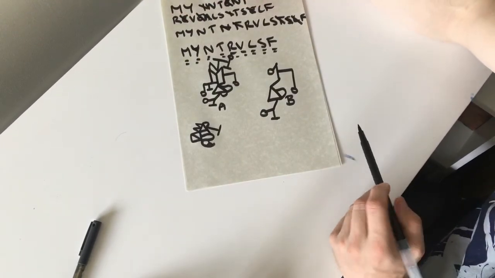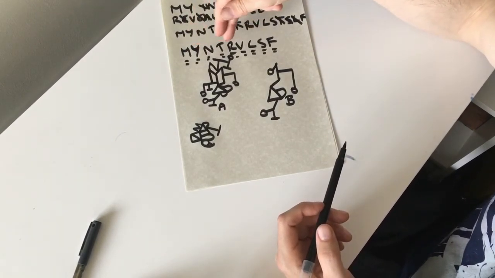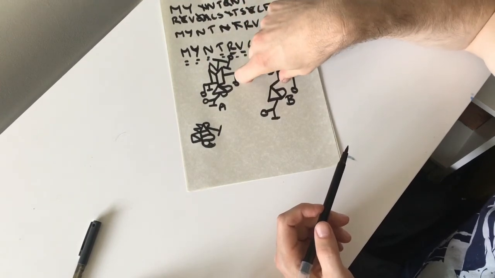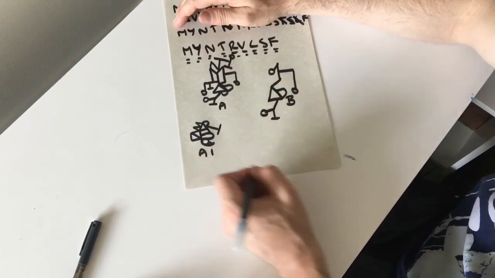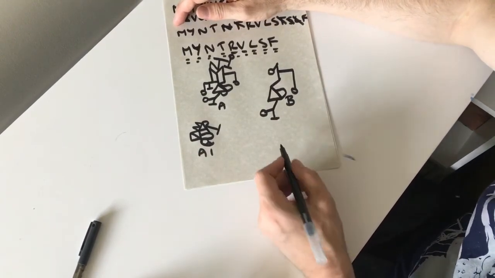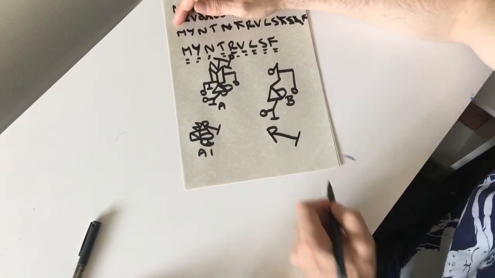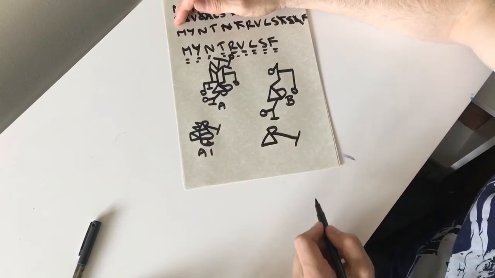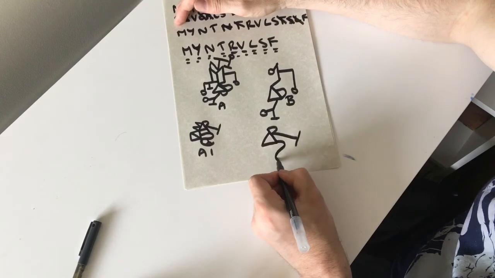So we start with our statement of intent, remove the vowels, remove the duplicates. We end up with MYNTRVLSF. I make sigil A and the edit, and then I do a second one, which we can call A1. And then we'll do an edit of A1. So I'm going to choose that top bit there. Keep that triangle bit, and then sort of keep that shape at the bottom.